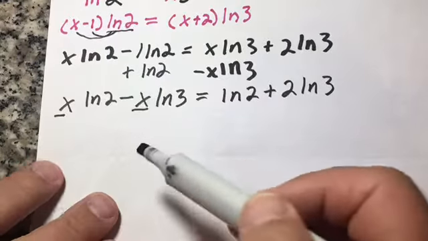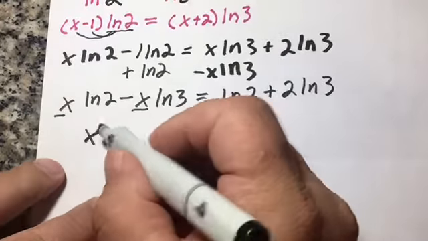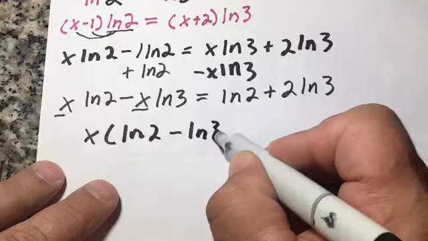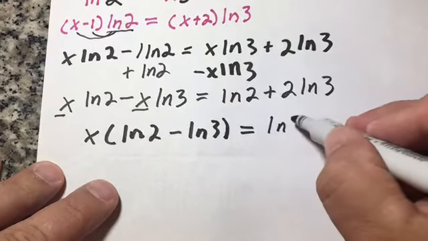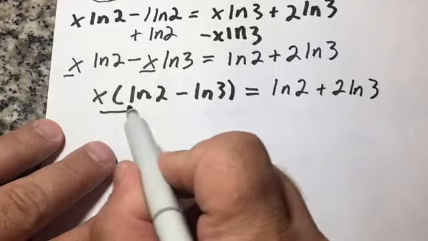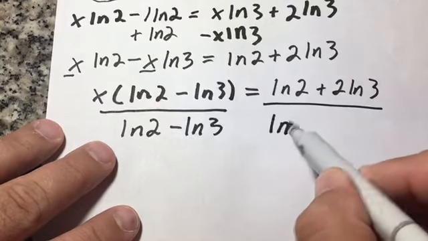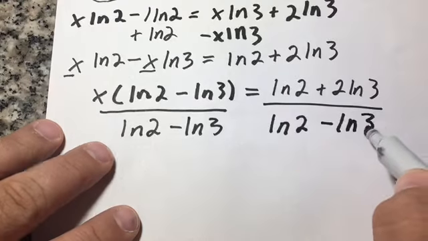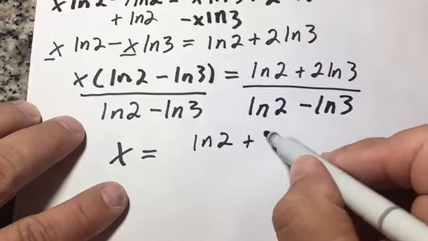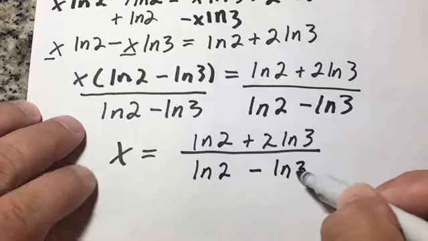Notice these each have an x in front of it. I'm going to factor out the x. So that's going to give me x times ln2 minus ln3 equals ln2 plus 2 ln3. I'm going to divide both sides by ln2 minus ln3. So my final answer is x equals ln2 plus 2 ln3 over ln2 minus ln3.